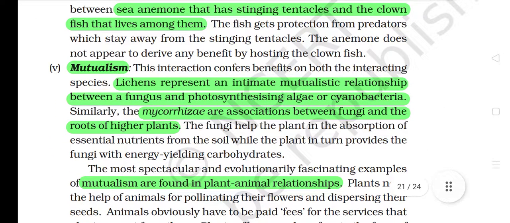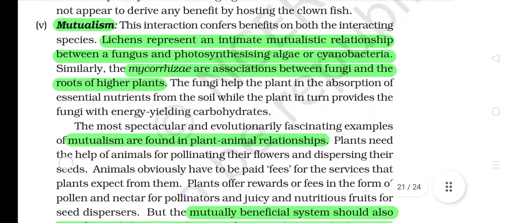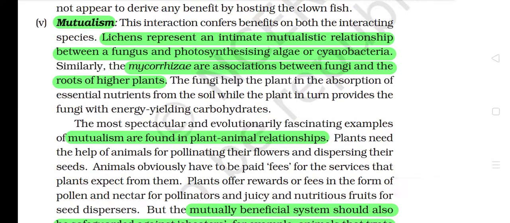5. Mutualism. This interaction confers benefits on both the interacting species. Lichens represent an intimate mutualistic relationship between a fungus and photosynthesizing algae or cyanobacteria. Similarly, the mycorrhiza are associations between fungi and the roots of higher plants.